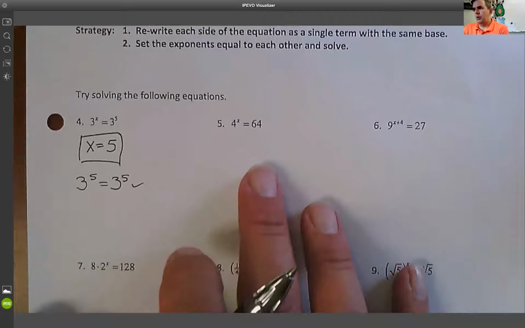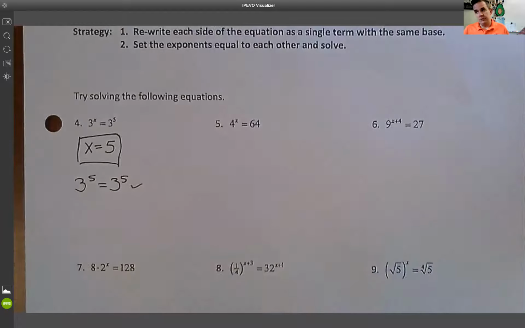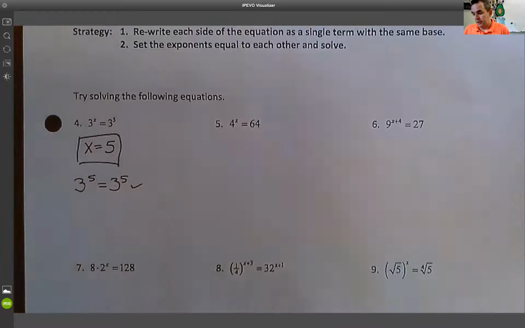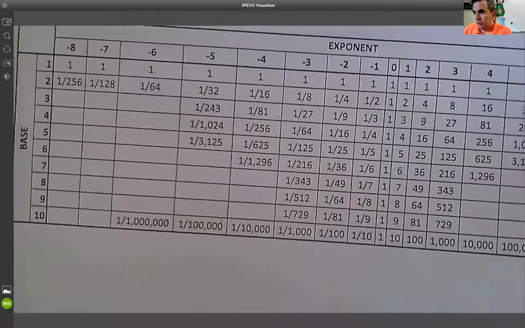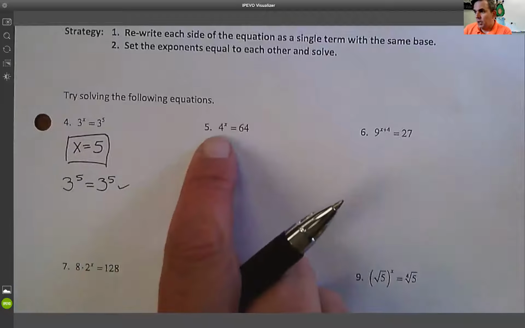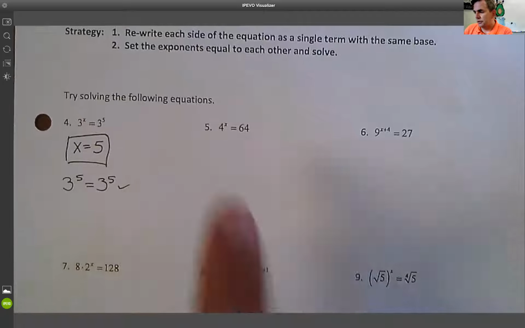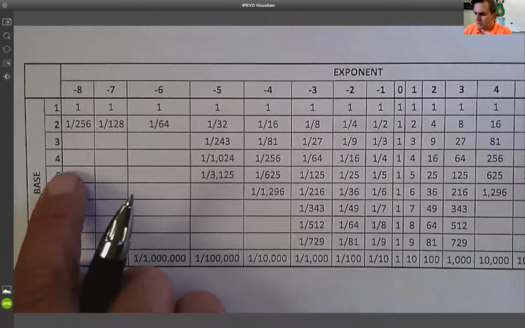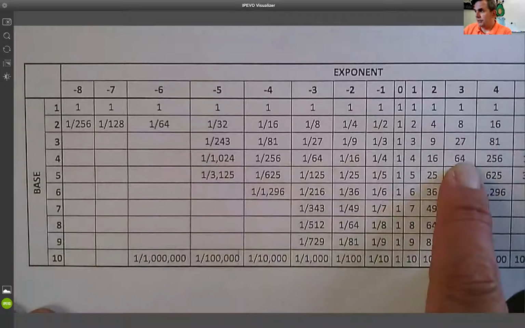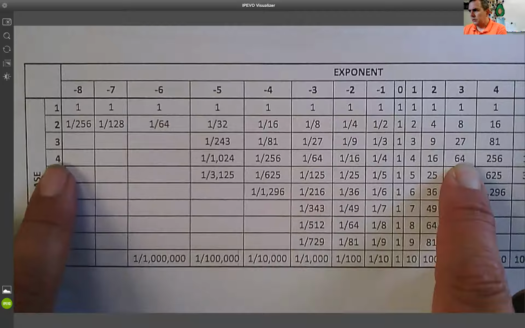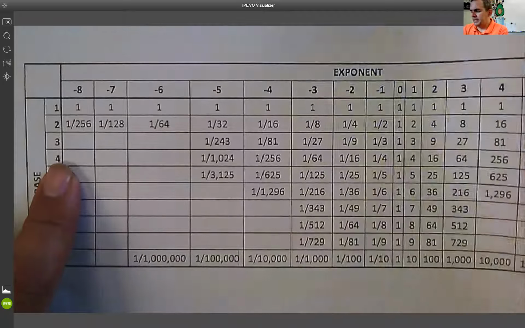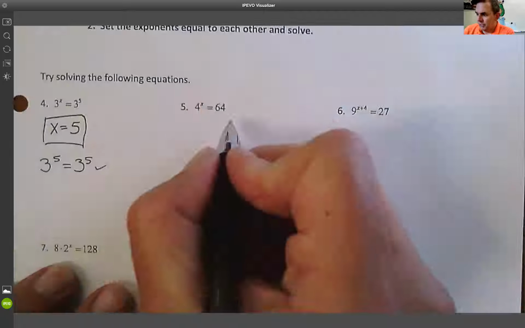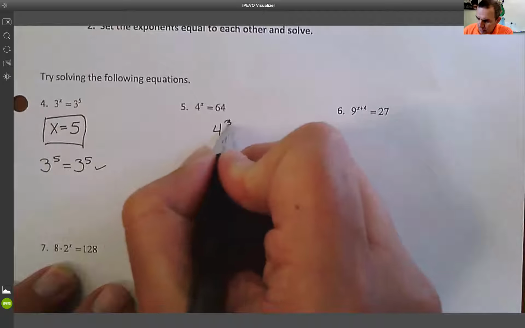Okay, this next one, 4 to the x equals 64. This is one of those where we don't have the same base. What I suggested was to look at the smaller base, in this case the 4 base. When I look at the 4 base and drag my finger across, hey, look at that, I get 64. It is 4 to the 3rd power. So what that means is I can rewrite this 64 as 4 to the 3rd.